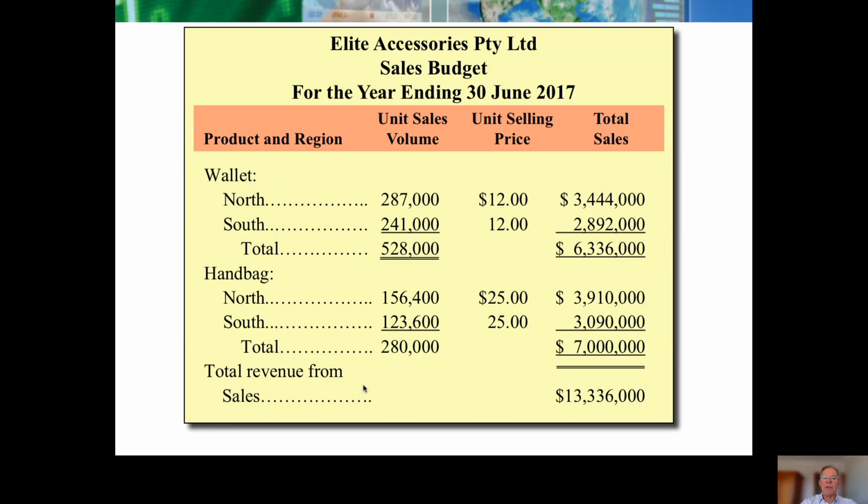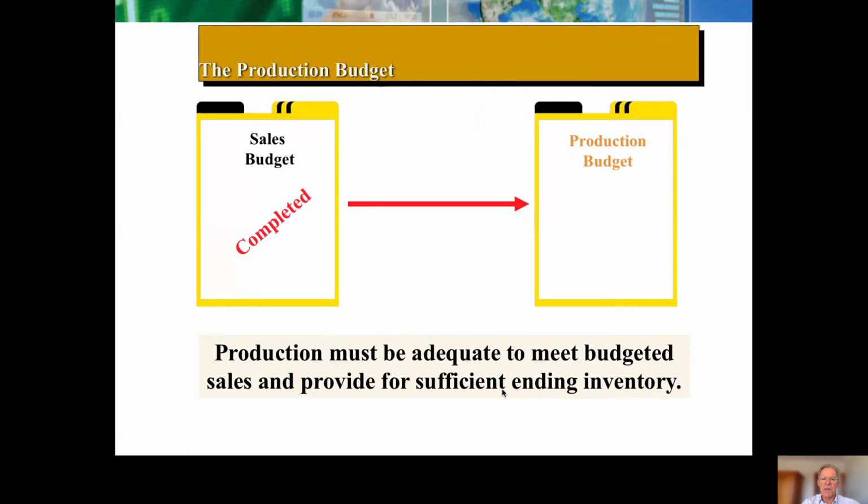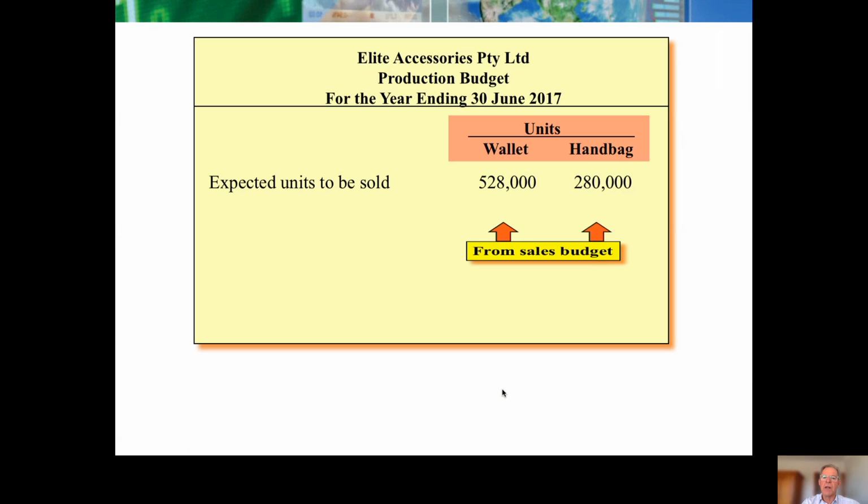We'll have a look at a couple of divisions here. We've got a couple of different products, it seems, wallets and handbags, and different selling prices. So it's just more of the same, but with more data, more detail added to our budget. Complete the sales budget, same sort of deal.